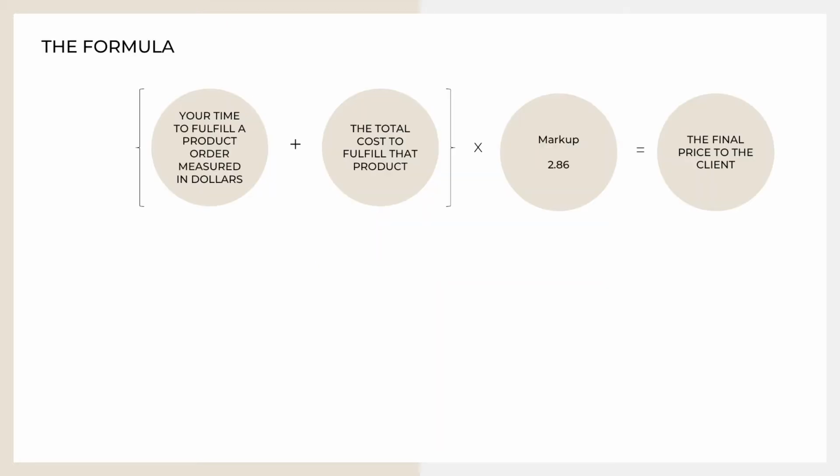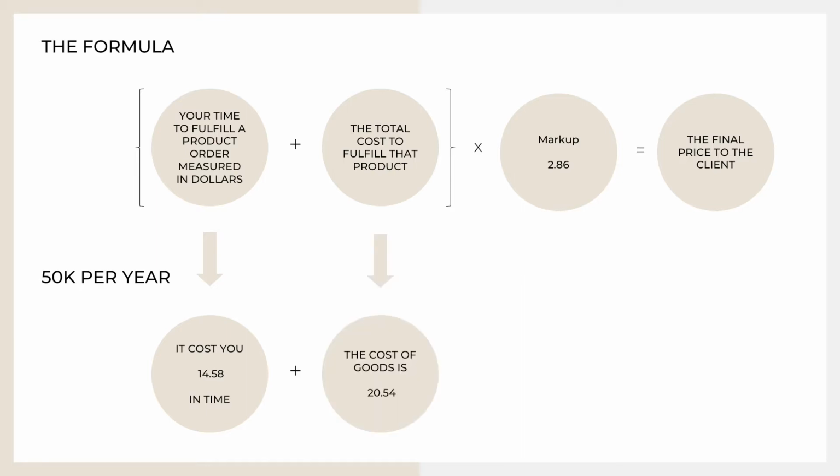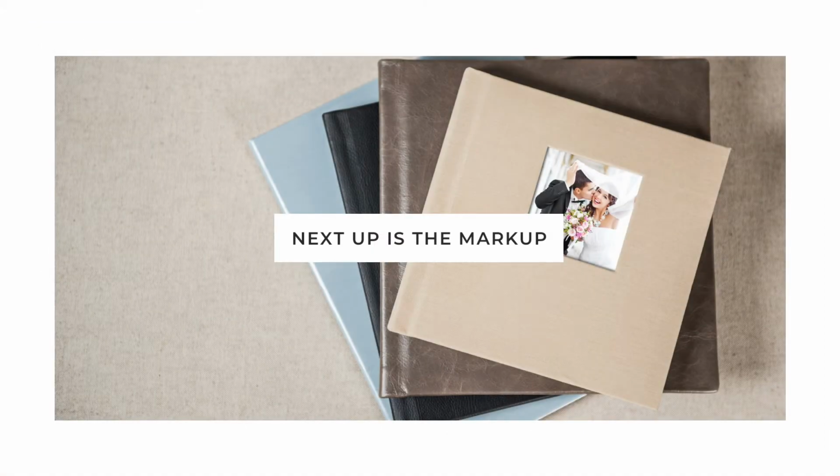So let's do the math here. It's time for the formula. If you want to make $50,000 a year and it costs you $14.58 in time, and the cost of goods is $20.54, you add them both together and you're going to get $35.12.